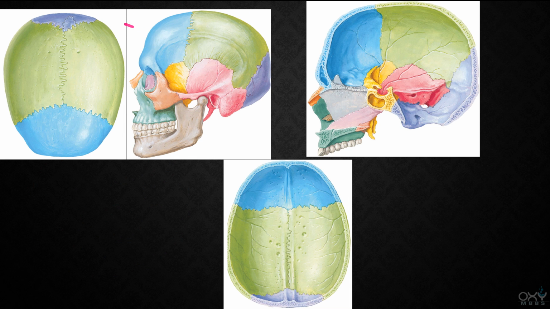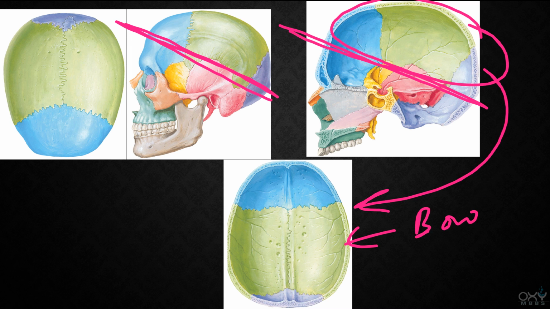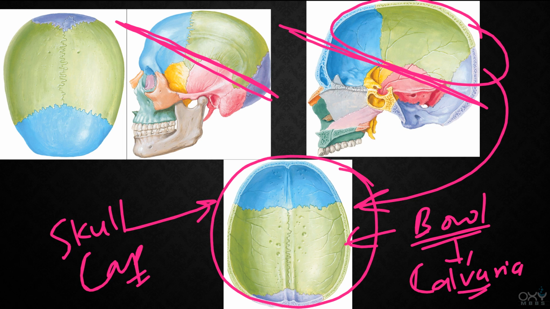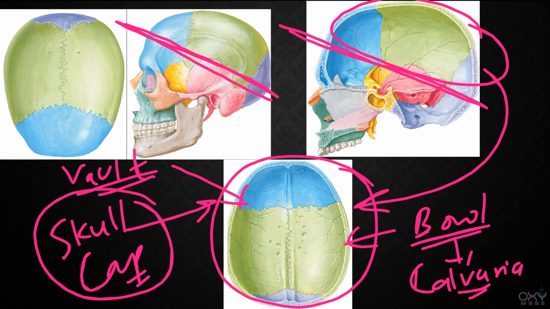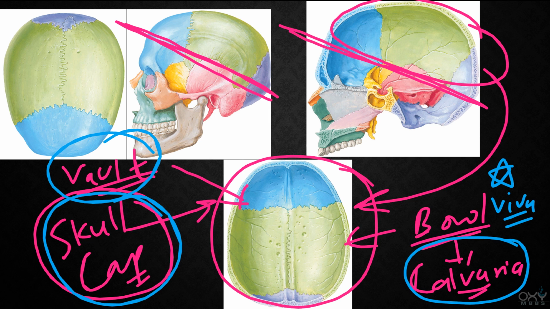And if I take a section like this, then this upper part of the skull looks like this, and this is looking like a bowl. That is why it is called calvaria. What is it called? Calvaria. And as this forms the cap of the skull, that is why it is called skull cap. And sometimes this skull cap is used as vault. Now friends, remember one thing, that this vault, skull cap and calvaria is very important from the Viva exam point of view. And now I am sure you know what is vault, skull cap and calvaria.